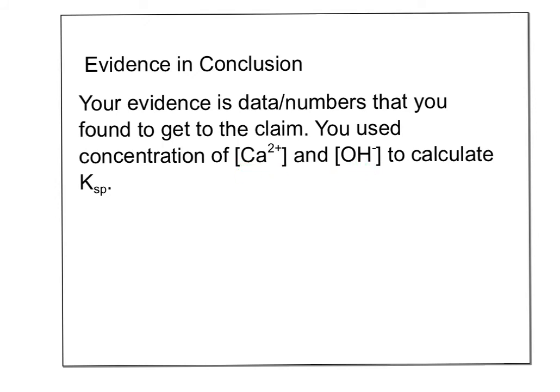And then in your reasoning, that's where you explain your process and why your process helped you get this. In this case, for our reasoning, I would talk about how in the burette we had a perfectly at equilibrium calcium hydroxide solution. So we used a titration with a known molarity of hydrochloric acid because we knew when it turned pink that moles of acid would equal moles of hydroxide. And if I can figure out the exact amount of hydroxide dissolved at equilibrium, I could also, using a stoichiometric ratio, figure out the exact amount of calcium dissolved in that solution at equilibrium, which allowed me then to solve for KSP.